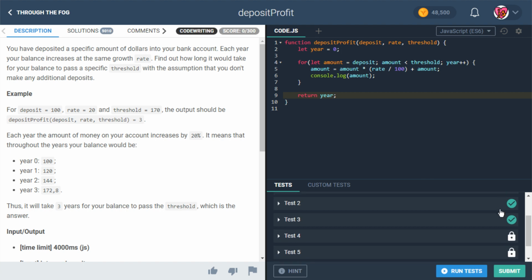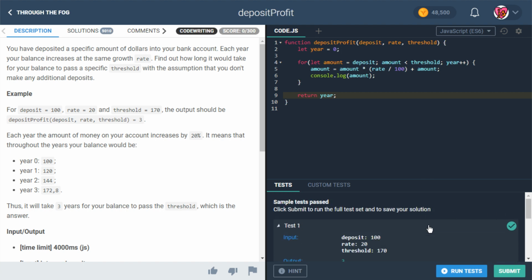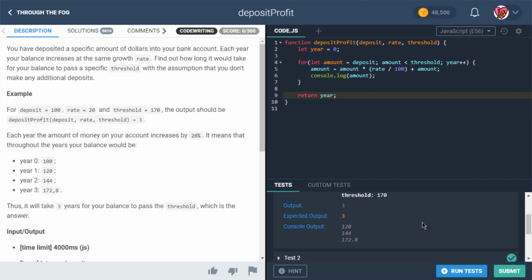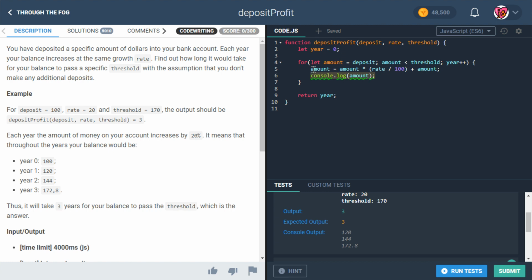Wow, look at that. Okay, so passing all the tests. It's good. And if we look at the numbers in here, they're the numbers we expect. So we get the 120, we get the 144, we get the 172.8. We don't see the 100 in there, and it's because the console log is happening after the amount has already been reassigned. Okay, so that was not too bad. I'm going to get rid of the console log. I'm going to do one other thing here just to make this a little more efficient in terms of how it looks anyway.